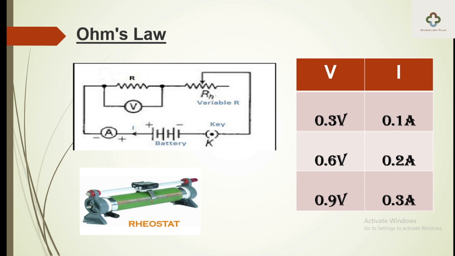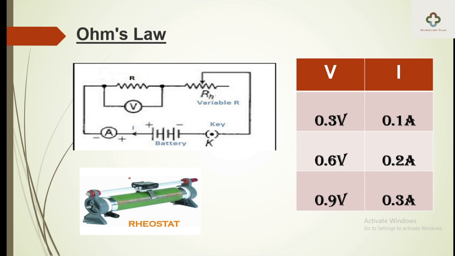our values of potential difference and current, let's suppose, will come out like this. If V is 0.3 volts, current will be 0.1 amperes. If I move the wiper through some distance, V will come out to be 0.6 volts and I will be 0.2 amperes. If we move the wiper through some more distance, V will come out to be 0.9 volts and I will be 0.3 amperes. So you can see if V is increasing, then I also increases, and that increase is linear.